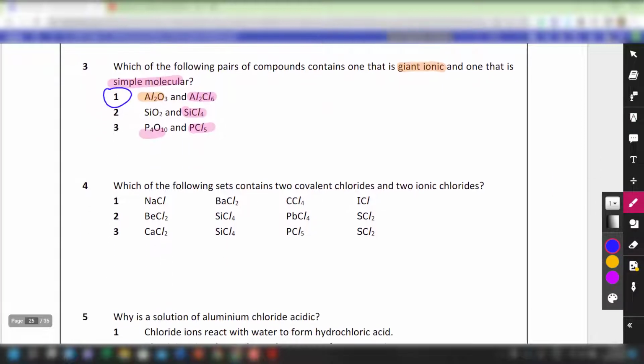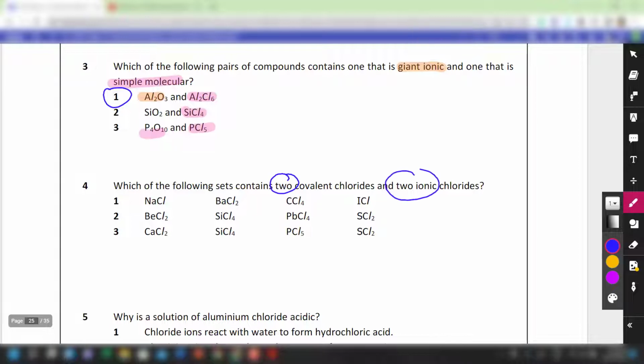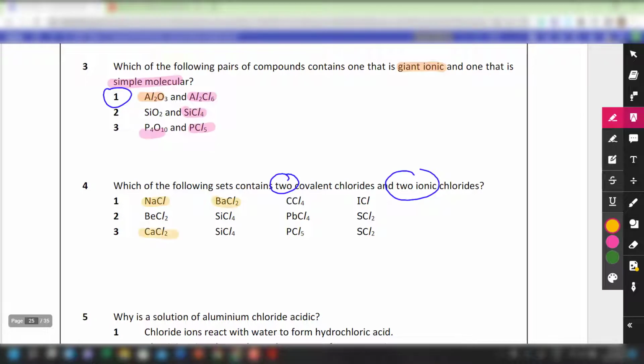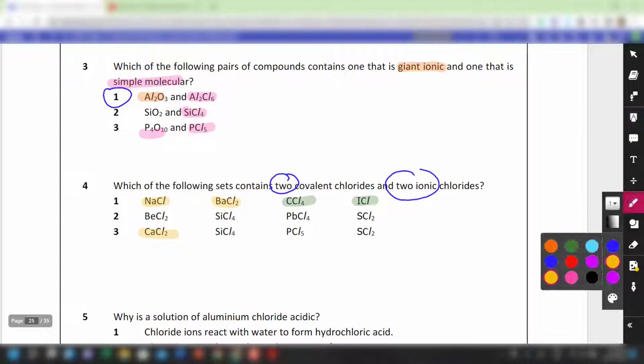Question 4. Which of the following sets contains 2 covalent chlorides and 2 ionic chlorides? I'm just going to highlight all the covalent and all the ionic chlorides. So ionic, ionic. It seems quite straightforward because there isn't much choice. ICl is covalent, CCl4 is covalent. So with that, only option 1 is correct.